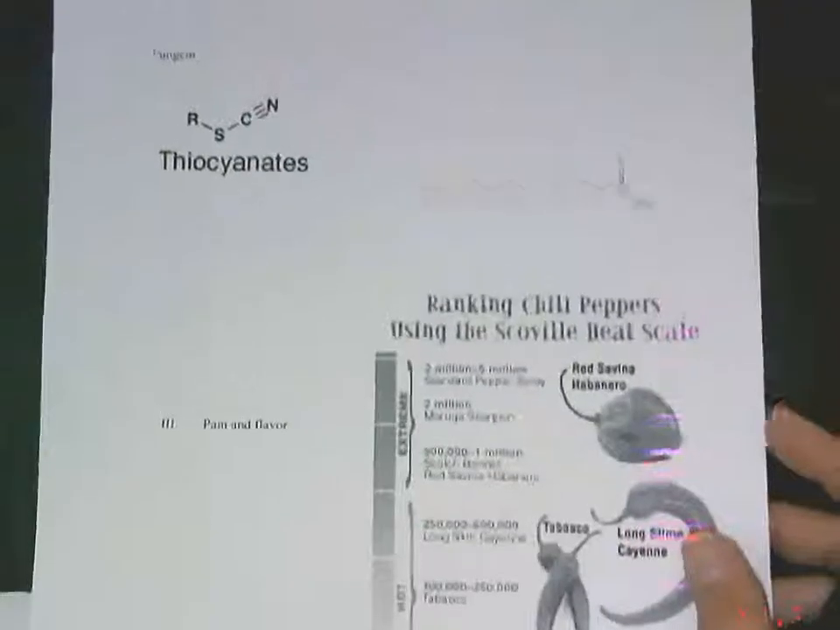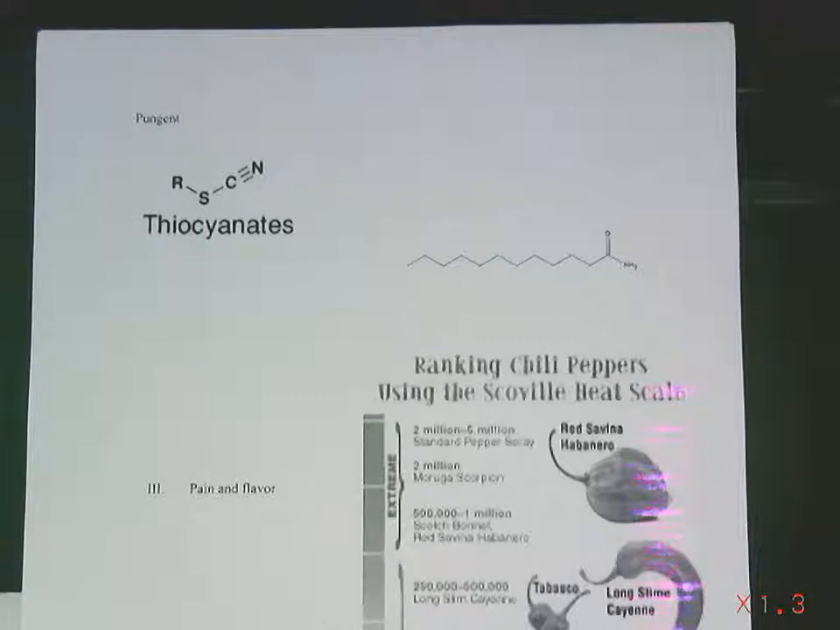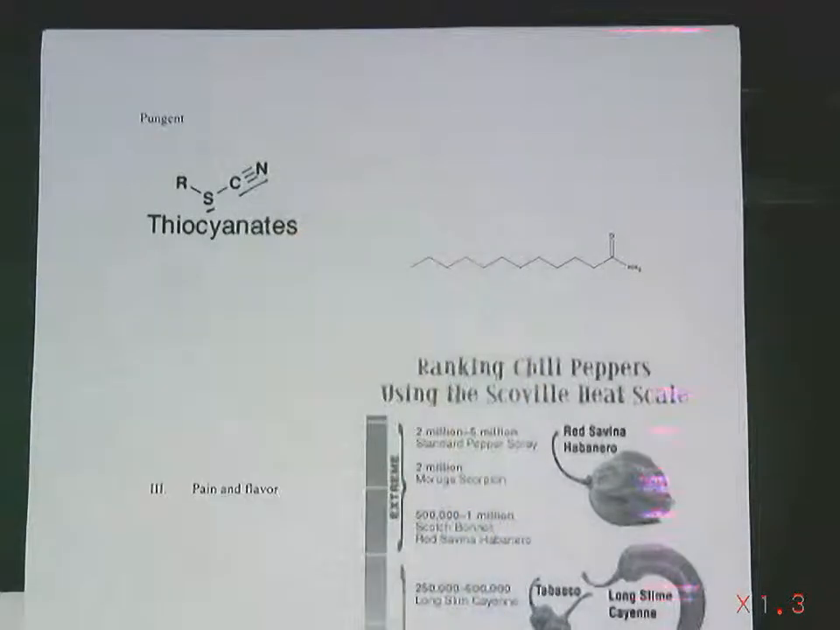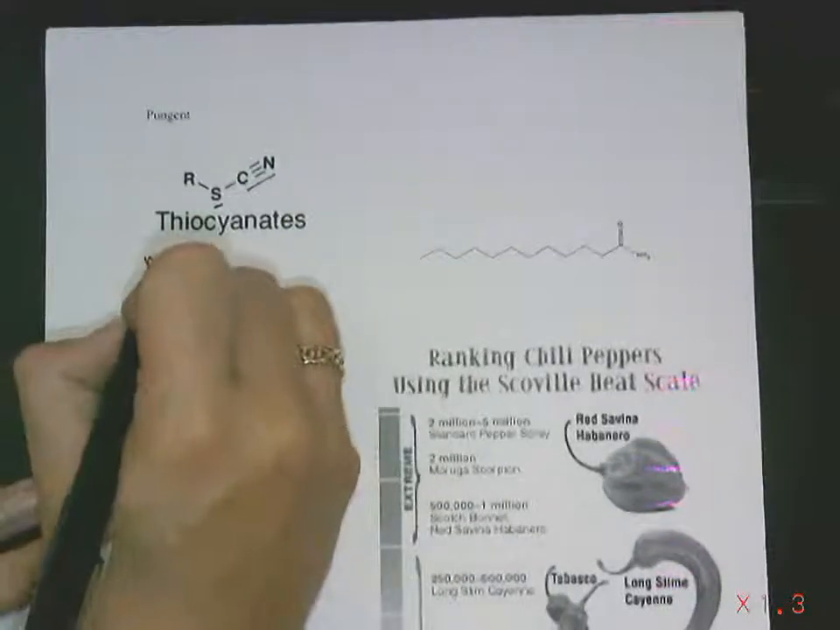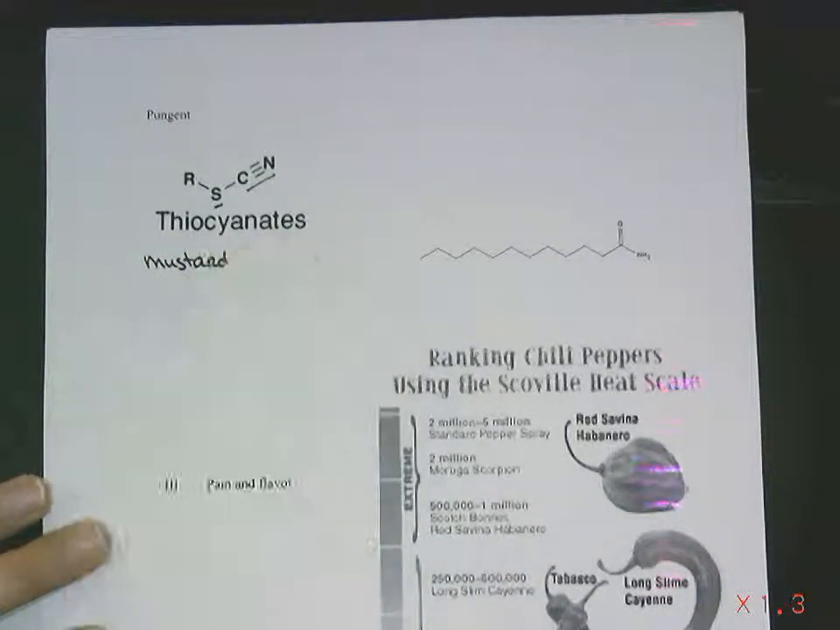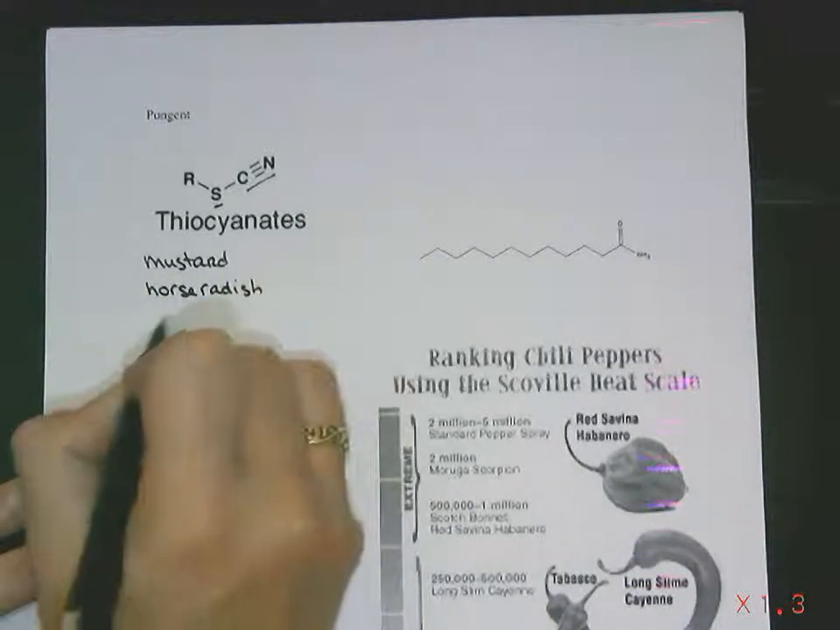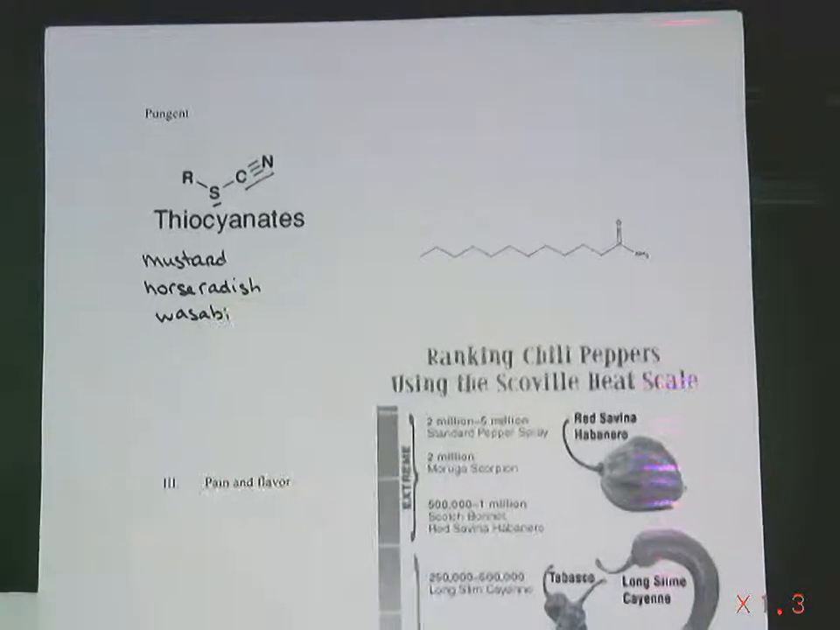All right, the last category of molecules we need to talk about is the pungent molecules. And there's two main types of pungents. The first one is thiocyanates, which all have a structure like this. They have a sulfur, and they have a carbon triple bonded to a nitrogen. Thiocyanates are found in mustard, in horseradish, and wasabi.